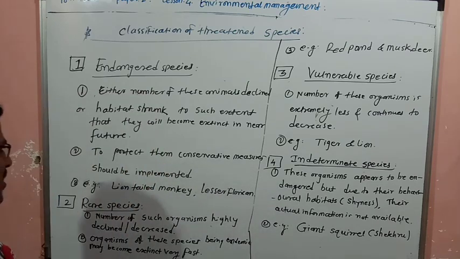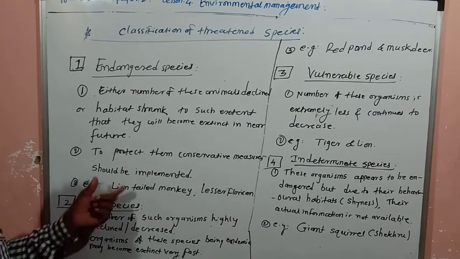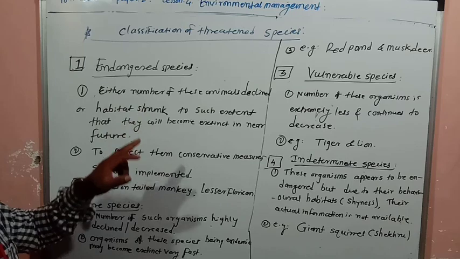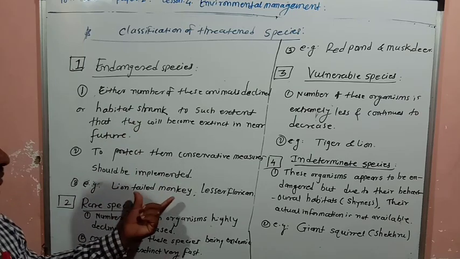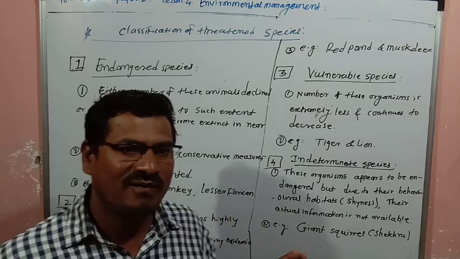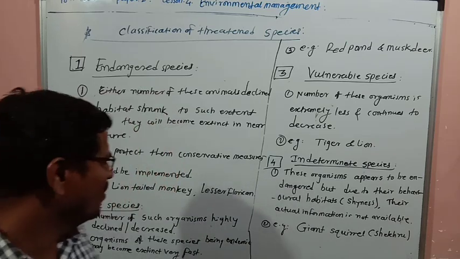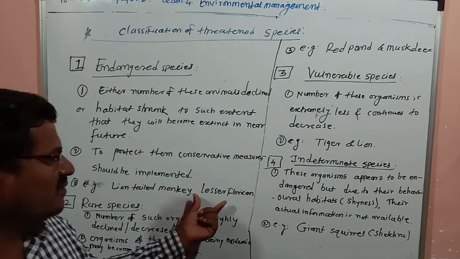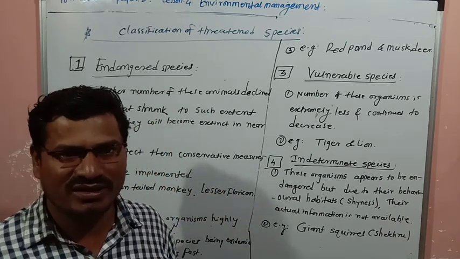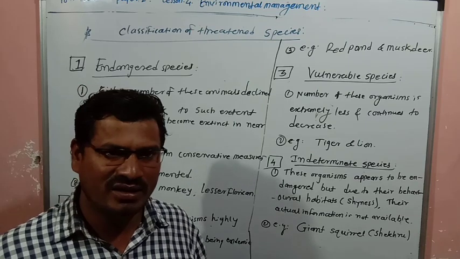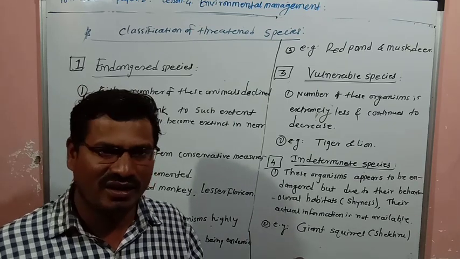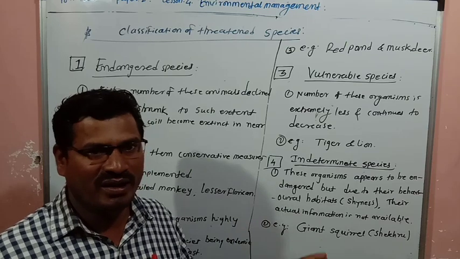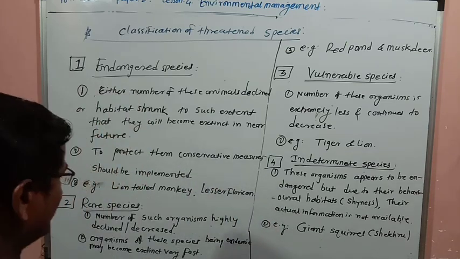Next, which animals come under endangered species? In that, the lion-tail monkey and the lesser florican are there. These are the two animals, and these are endangered. Why are they endangered? Their number has decreased, and their habitat has also decreased or shrunk.